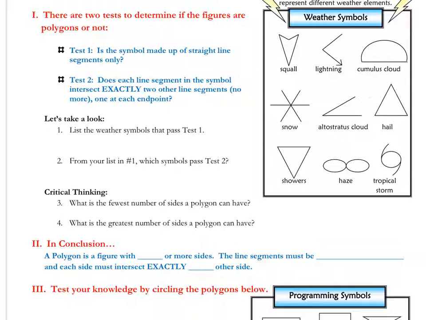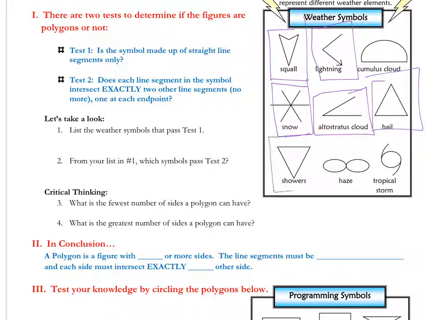Okay, so let's take a look and decide which ones are only made up of straight line segments. And I'm going to go ahead and box this in purple. So a squall is, lightning, cumulus cloud would not be because there's a curve, and then we have snow, don't know how to pronounce that type of cloud, hail, and showers. Okay, haze and tropical storm would not work due to the fact that they're both curved. So test one is that they have to have straight line segments.